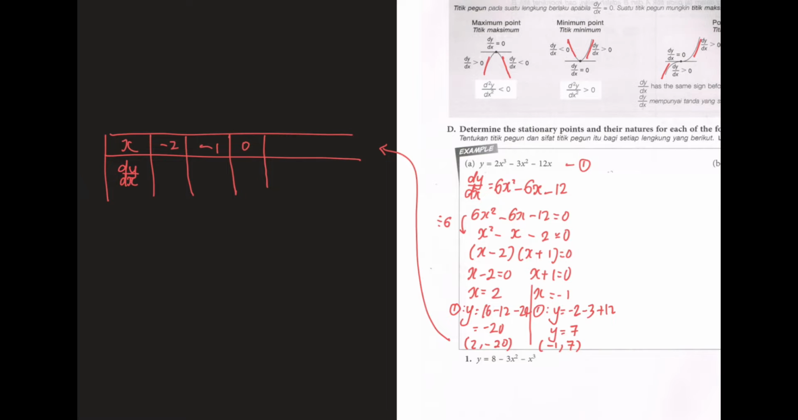Then after that, I'm going to consider the second x coordinate, which is 2. Again, beside 2, I need to know the x value on the left of 2. I choose 1, and then I choose 3 on the right of 2. I want to see the plus or minus sign of dy/dx. So we need to substitute all these values into this equation.